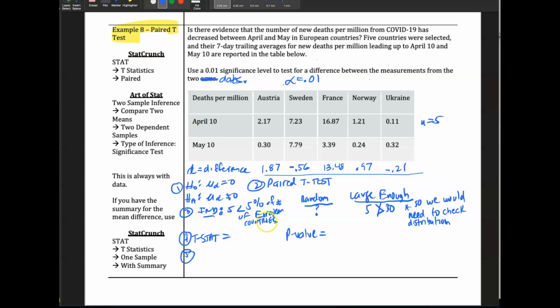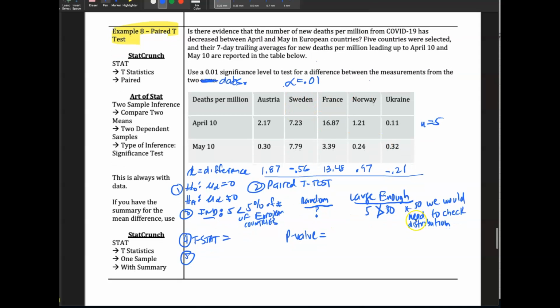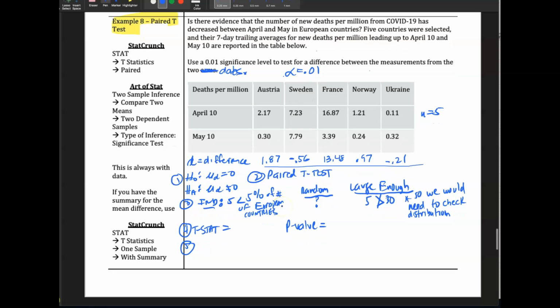We have our conditions. We don't know if it's random; it doesn't say anything about being randomly selected, so we have that question. Sample size is 5, so it's not greater than 30, and that's an issue for us. We're okay if we know the distribution is normal in the population we're drawing from. But again, we're without some of that data. The sample size of 5 is less than 10% of all European countries, so I think we're good there. Like I said, same situation: we check conditions, ideally that we meet them all. If not, we have to be careful with our interpretation.